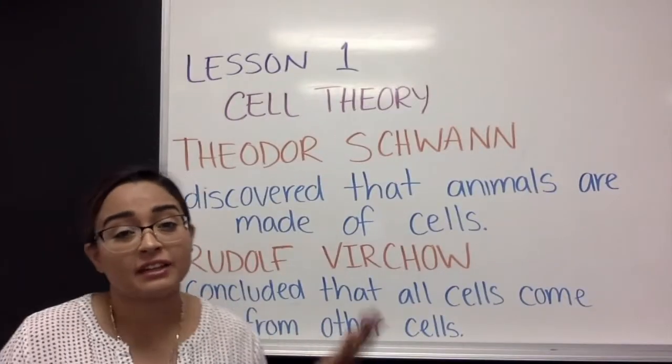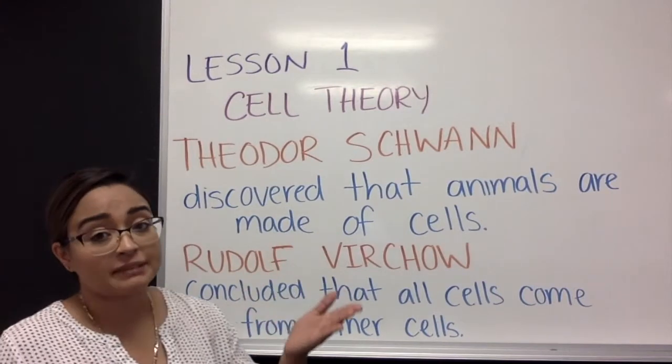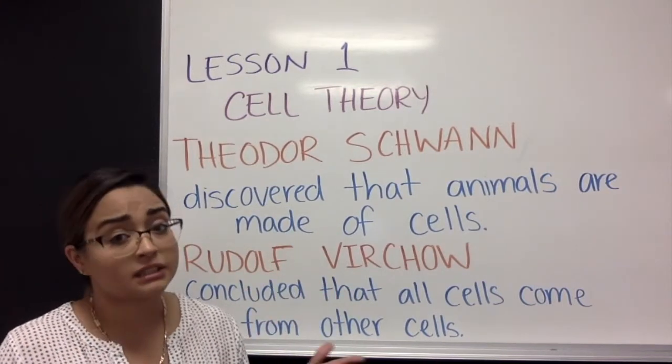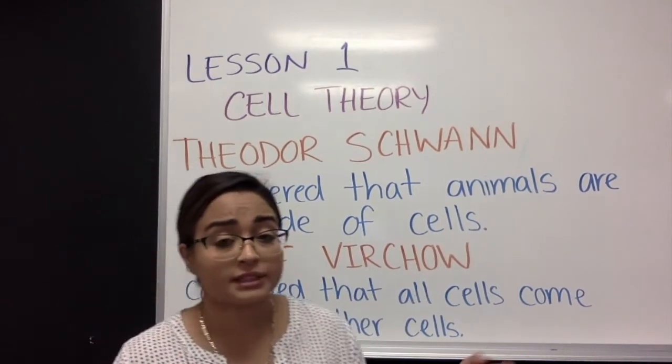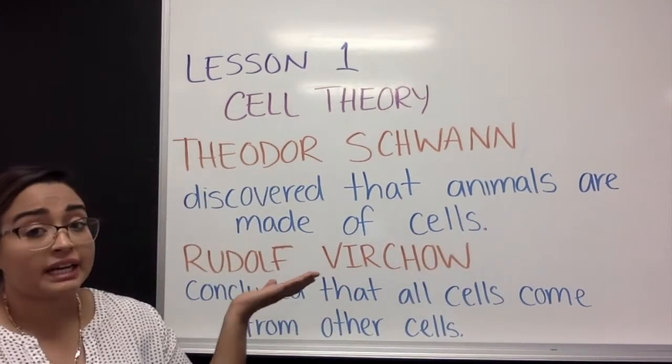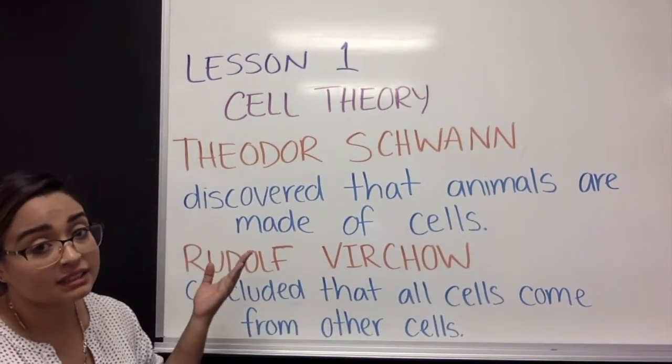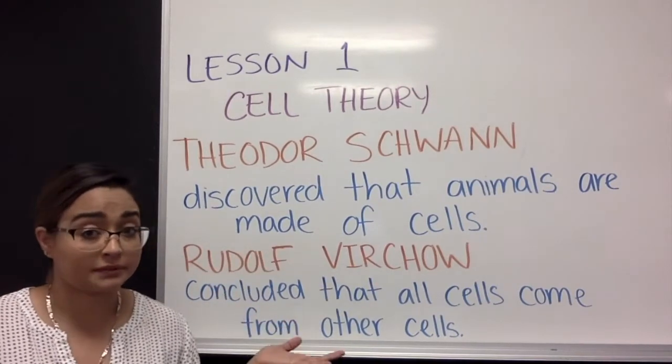Next up, we have Theodor Schwann. Around the same time when Matthias Schleiden made the discovery that plants are made out of cells, Theodor went ahead and looked at animals, and he discovered that animals are also made up of cells.